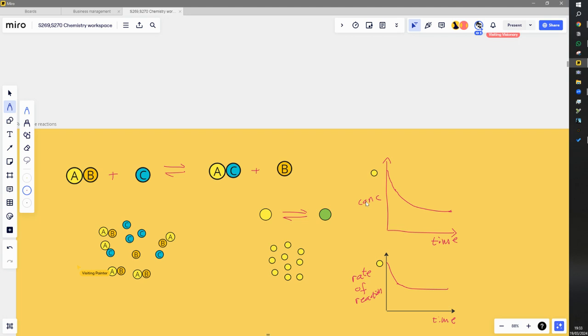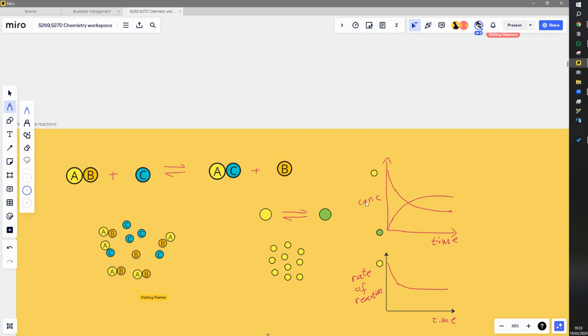At the same time, the green ones, well, in my example, started off at no concentration whatsoever. There's none of them there at the beginning. But because the rate of reaction is so high, they very quickly increase in number. But then, as they increase in number, they start to decrease in number, because they now start to be able to react with each other, and there's less yellows to react as well. So that's going to go like that.